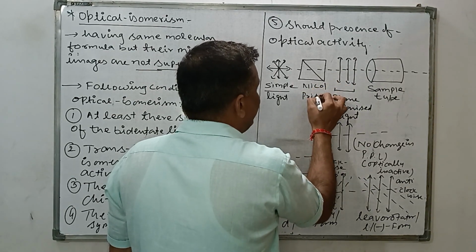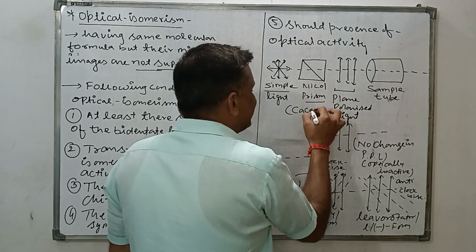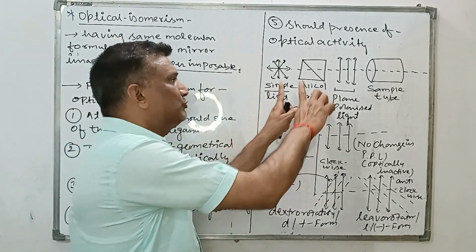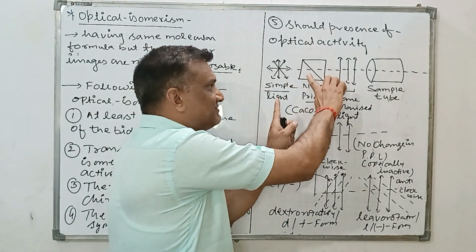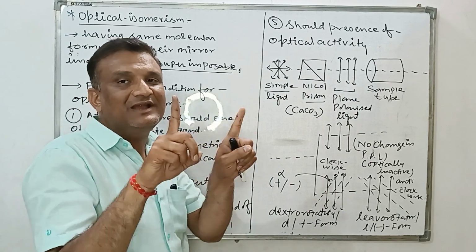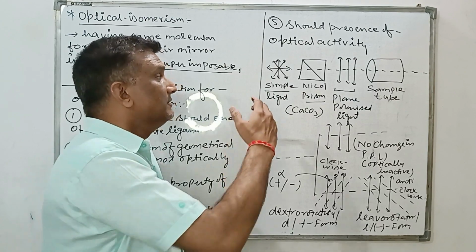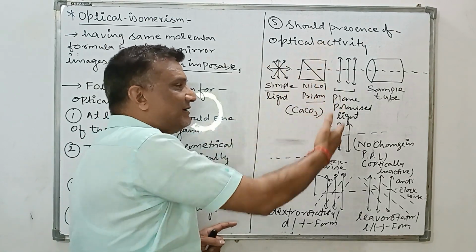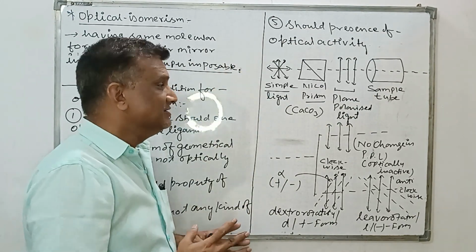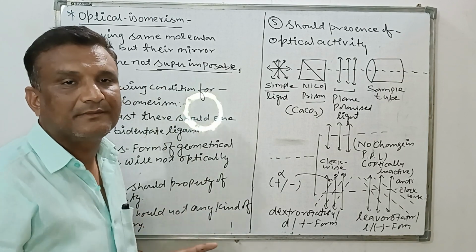It was discovered by William Nicol, and according to him it is made up of calcite, tourmaline or topaz also, and it has two prisms. It's a biprismatic structure. This is one of the prisms, this is the other prism. Both are attached and affixed with Canada balsam to form this biprismatic structure. On passing through it, the simple light starts vibrating in one particular plane, and that is called plane polarized light. So these are the conditions for optical isomerism.